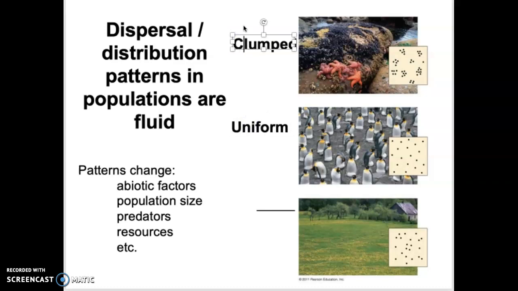So now there's even spacing between every member of the population. Uniform doesn't happen that frequently. It's just not that common. What we're looking at here are penguins.